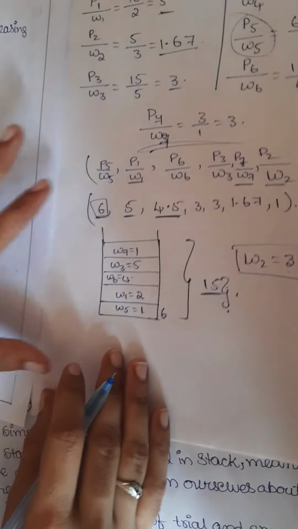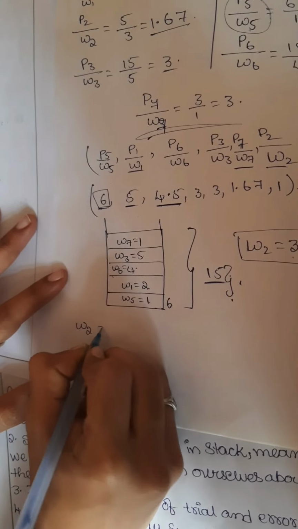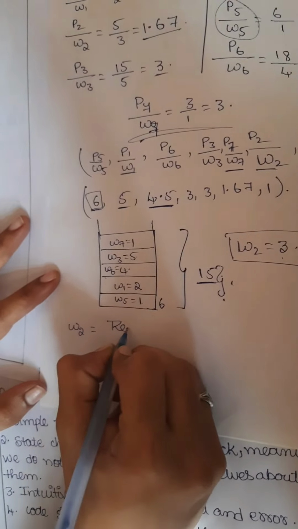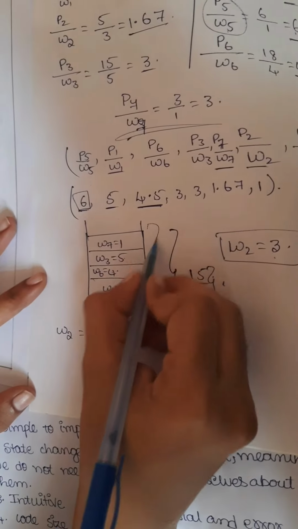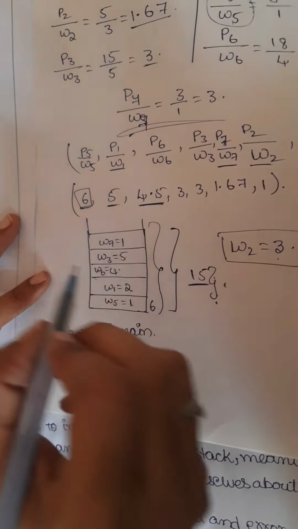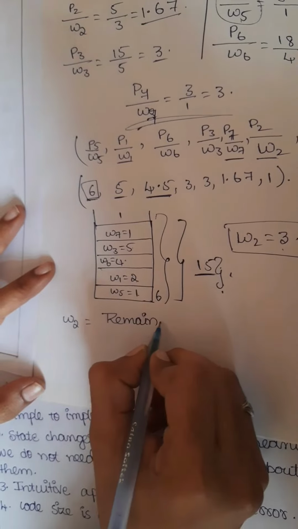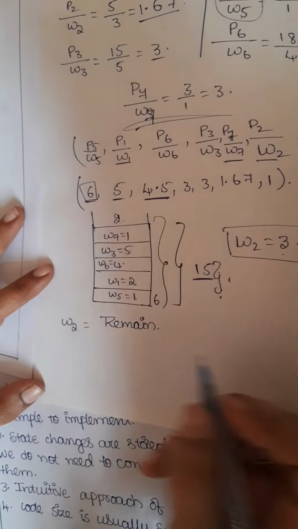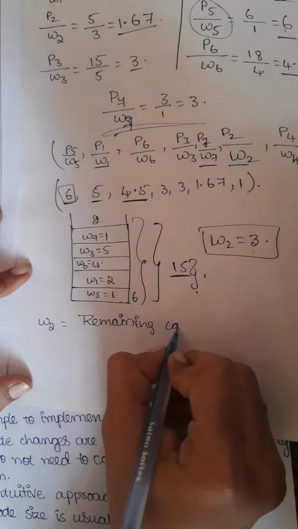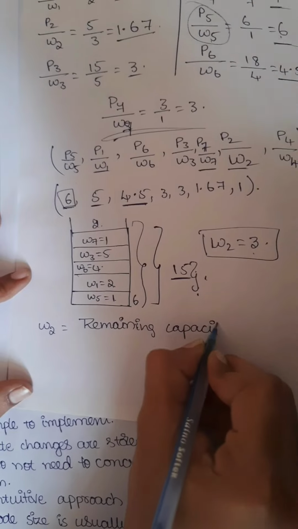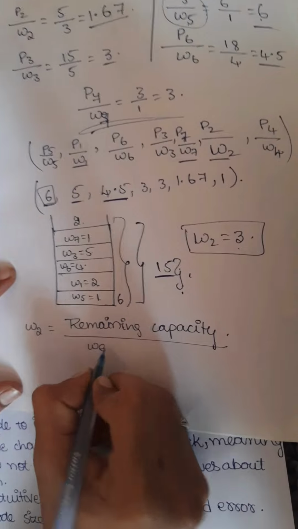So now let us calculate how to fill this. Here for W2 we use the remaining capacity. Remaining capacity means how much weight is left that we have to fill. Sorry, the remaining weight is 2. Remaining capacity divided by the weight of the object.